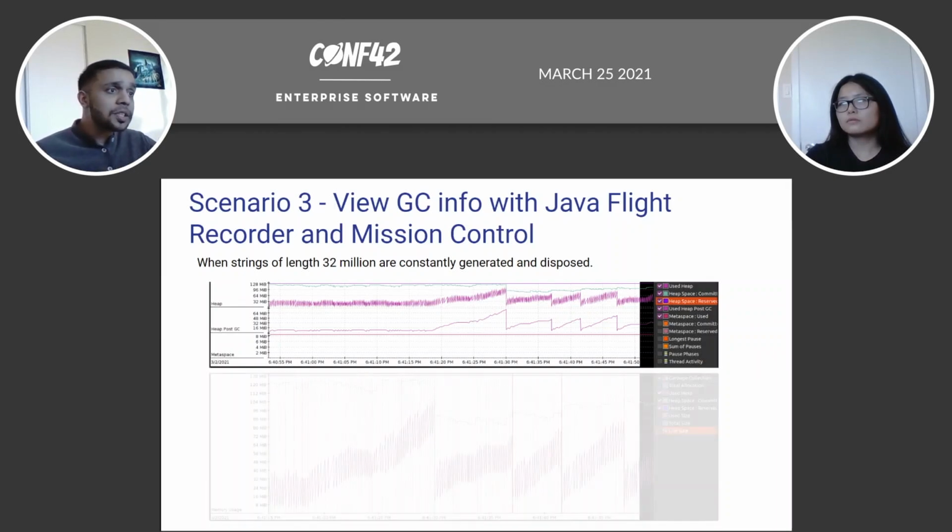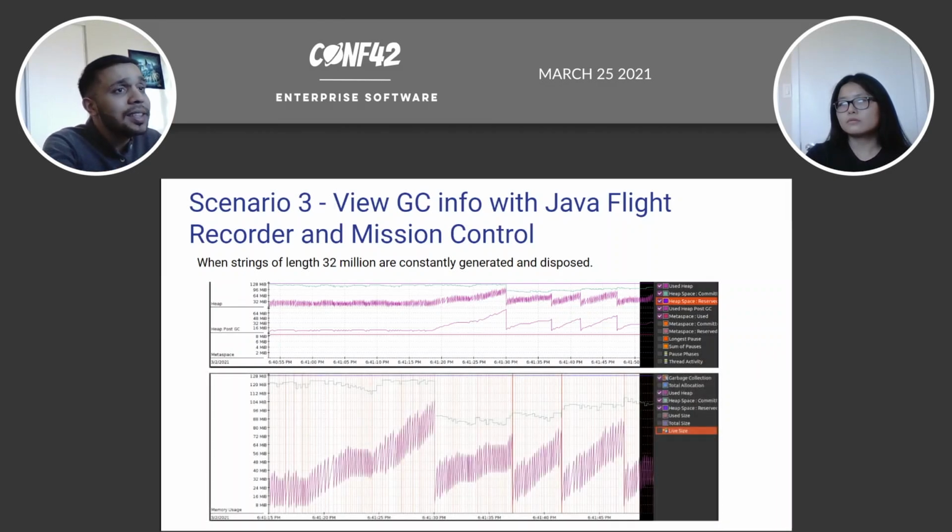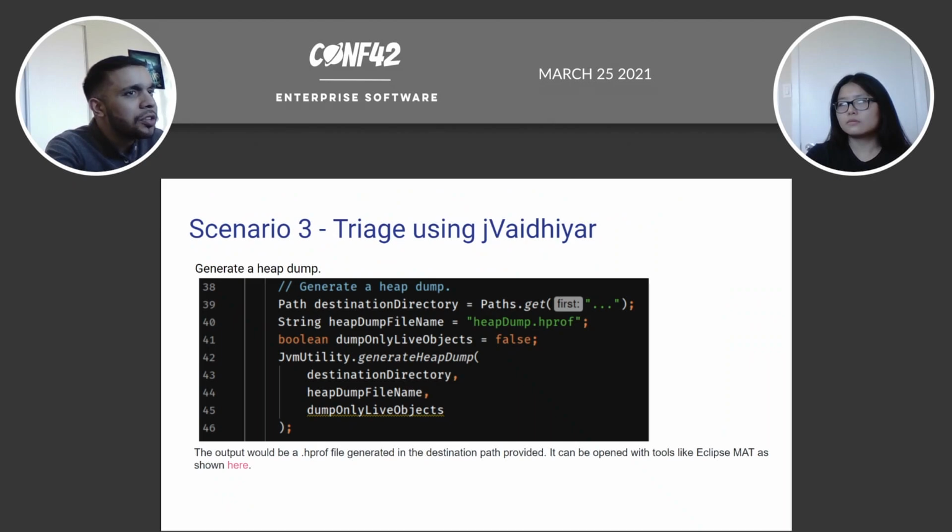So if you look at the garbage collection activity over here, we can see thick orange lines corresponding to the drop in memory usage. This is indicative that garbage collection has kicked in at that point and cleaned up all the dereferenced strings. Now, moving on to triaging with JVM for this particular scenario, with just about 4 or 5 lines of code, we can generate a heap dump. And this is in the runtime of the program.